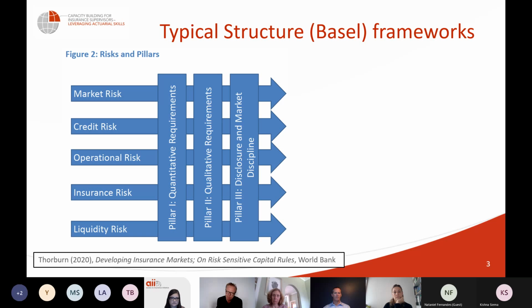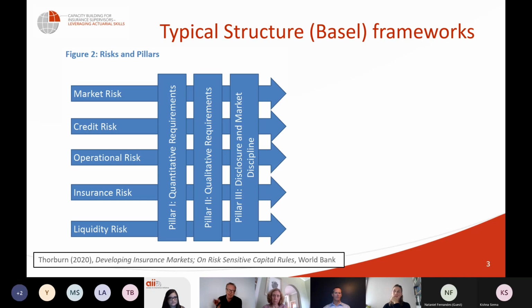Then there's the second pillar, which people would describe as qualitative requirements, and that's things like good corporate governance, risk management, things that might have to be done that are not so quantitative, but more about how things work well. Fit and proper requirements would be another example of that.